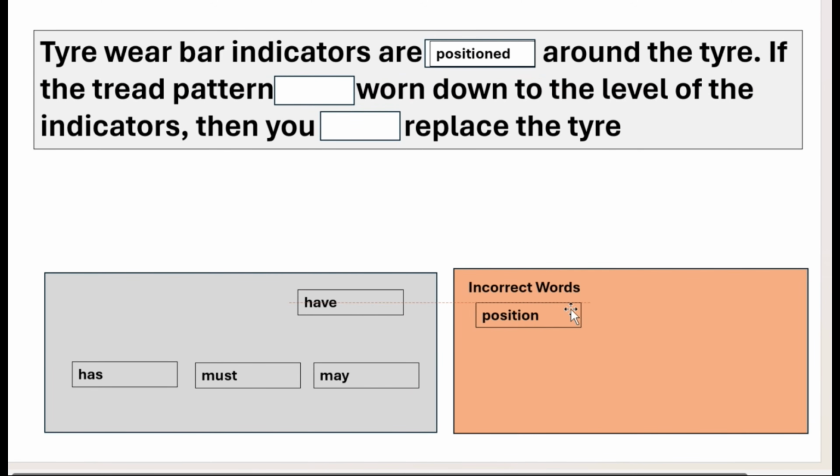Okay. Let's go for the next one, which is about the tire. If the tire tread has worn down to the level of the indicators, okay, what could be done? It should be if the tread pattern has worn down, yeah, because if you say may have worn down, it happens as well. Okay, so we are confused, like it can be have or has, or it can be may or must.